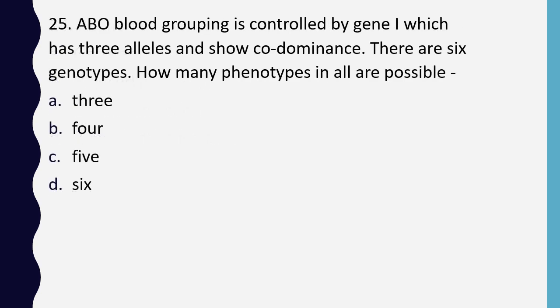Question number 25. ABO blood grouping is controlled by gene I, which has 3 alleles and shows codominance. There are 6 possible genotypes. How many possible phenotypes are there? 3, 4, 5 or 6? The correct answer is option B. There are 4 possible phenotypes: blood group A, blood group B, blood group AB and blood group O.